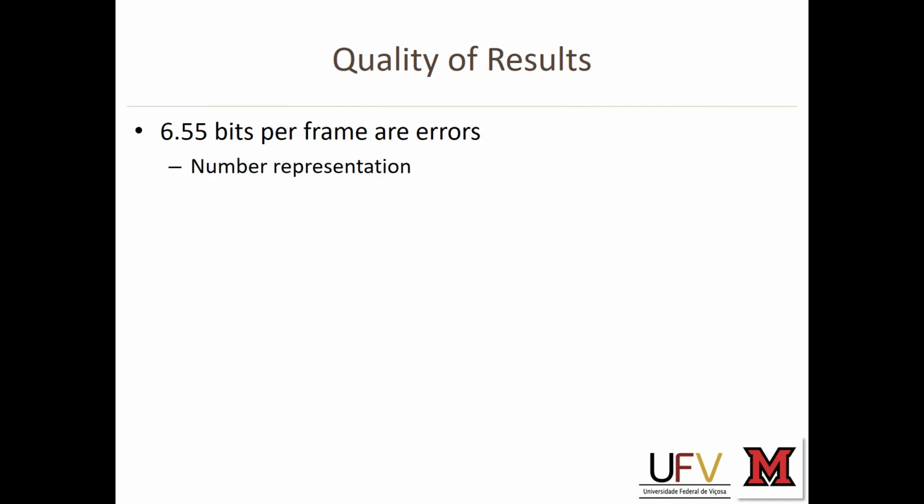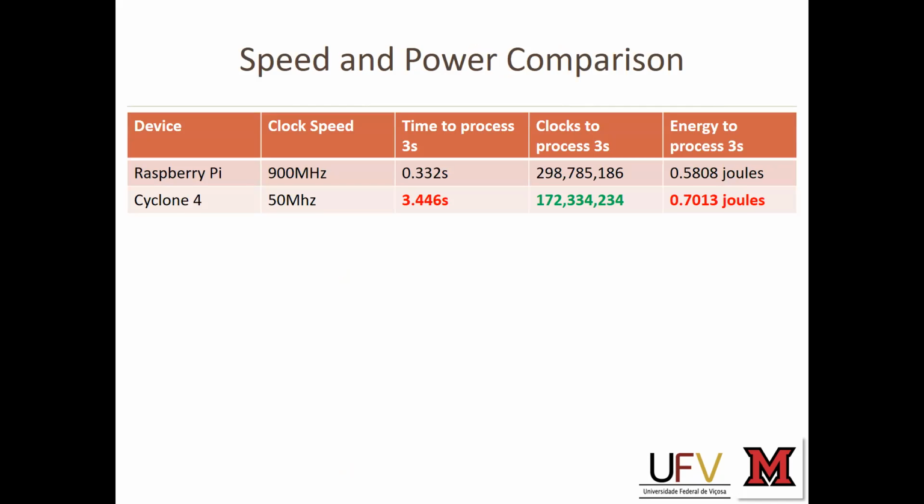The area, we can see how much of the FPGA is used. And now the key question overall is, what is the speed and power comparison? So in this last table, we show that. So on the top is the Raspberry Pi as the encoder versus the second or the third column, which is the FPGA as the encoder. We show you the clock speed. So the Cyclone 4 on the DE2-115 is only clocked at 50 megahertz, so significantly slower clock rate. And then the runtime, so the time to process a 3-second sample.